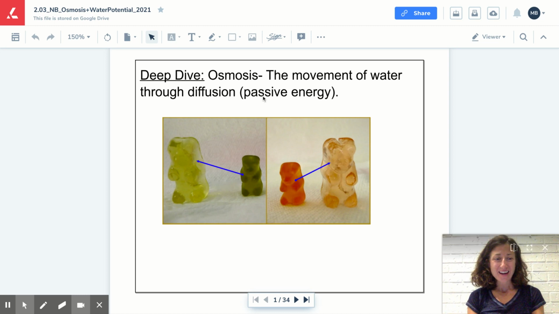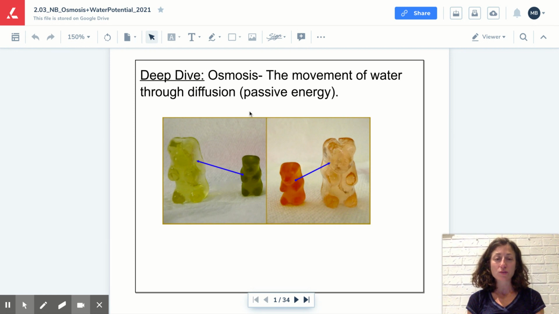Hey guys. So here is your deep dive with osmosis, starting with these fun gummy bears, right? We're going from that smaller gummy bear, and then after it's in water, it's obviously getting bigger, which means water is going in. We're going to talk about why that happens in these next couple of videos that you're going to watch today.